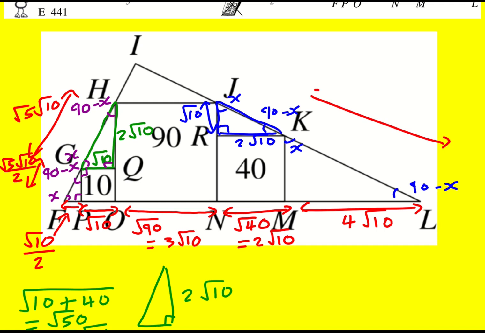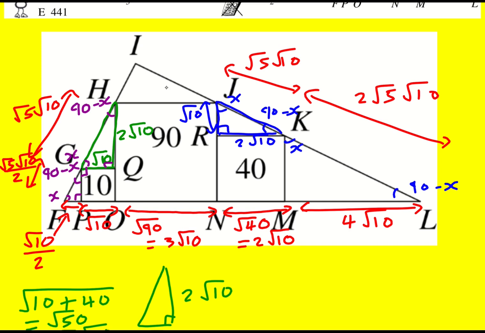And I'm also going to get the hypotenuse, because remember I took the smaller side and then I times it by root 5. So it's going to be 2 root 5 root 10. And then this one, just like for that green triangle, is going to be root 5 root 10.